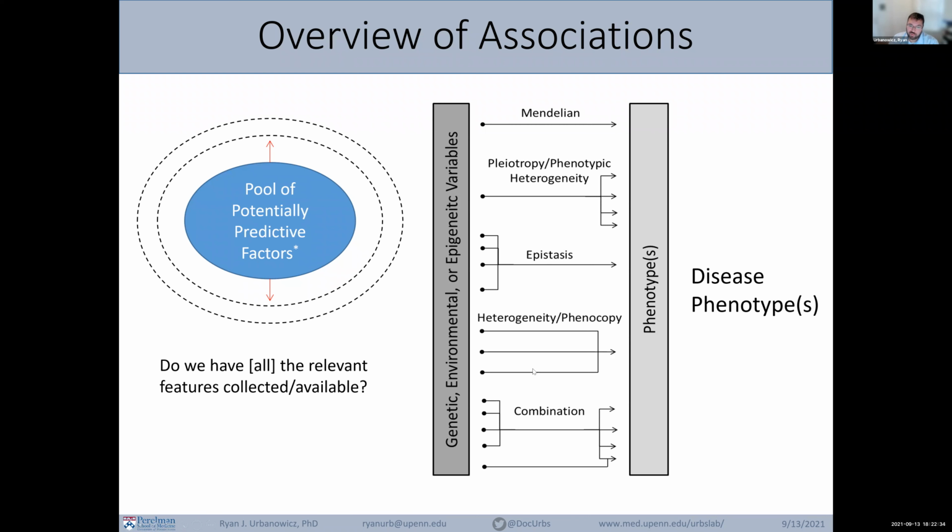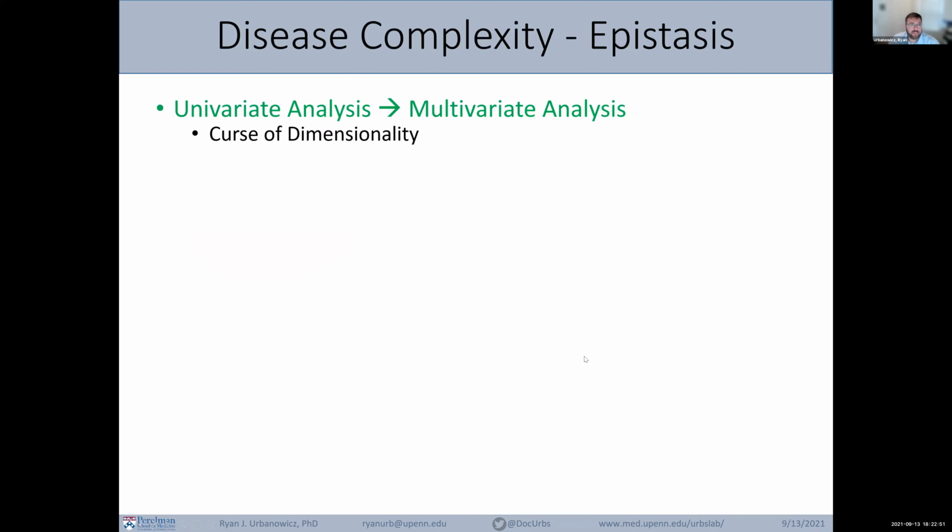And then another one that I focus a lot on is heterogeneity, where you can have different factors that contribute to the same or similar phenotypic outcome in different subsets of patients. And this is a really tricky problem when you don't know what those subgroups are ahead of time. And we'll talk about this again a little bit more in a minute.